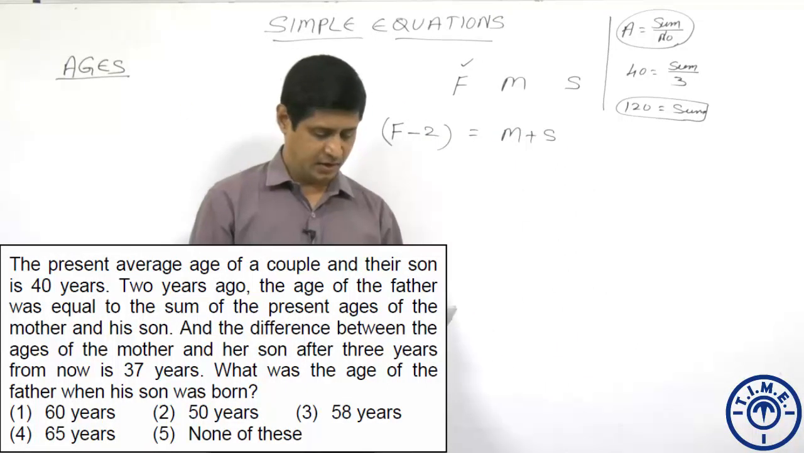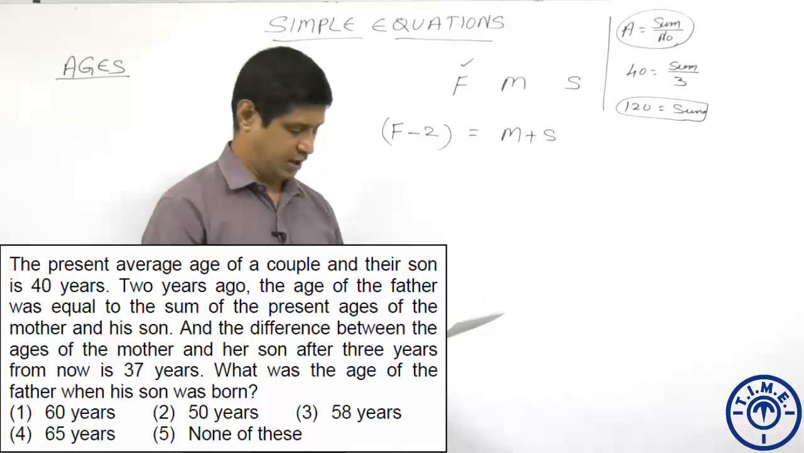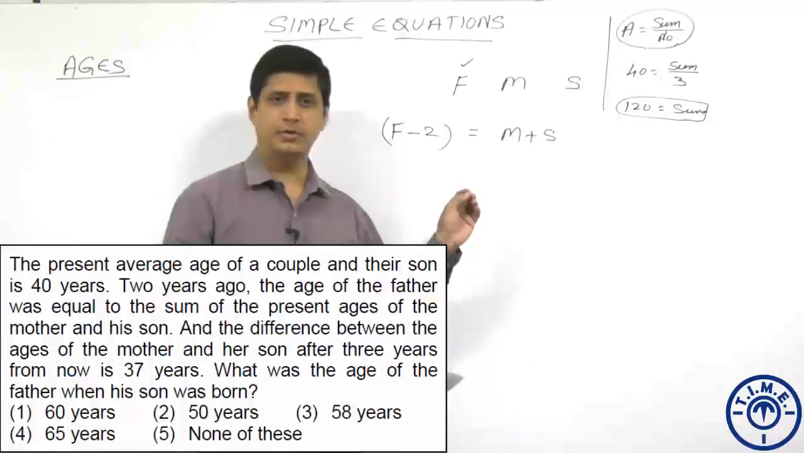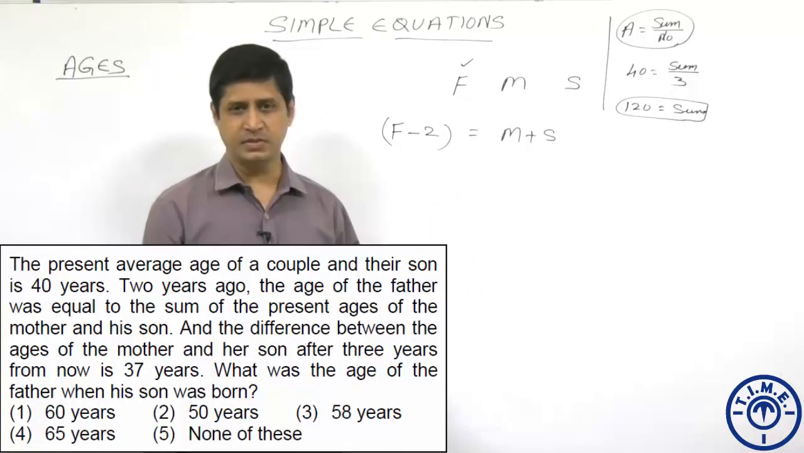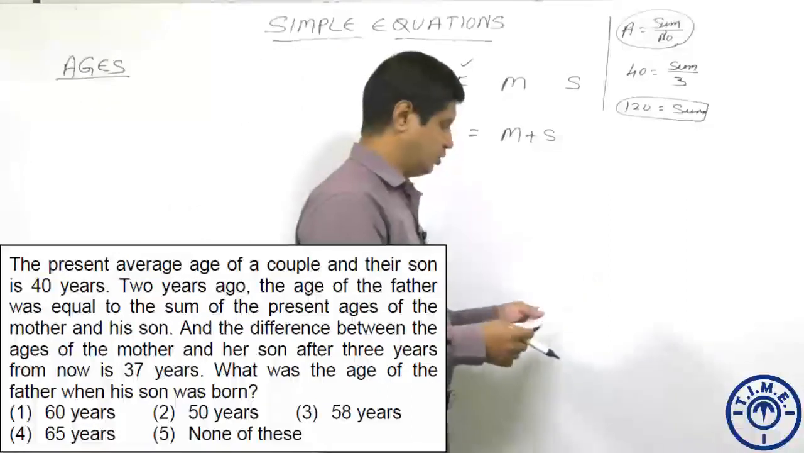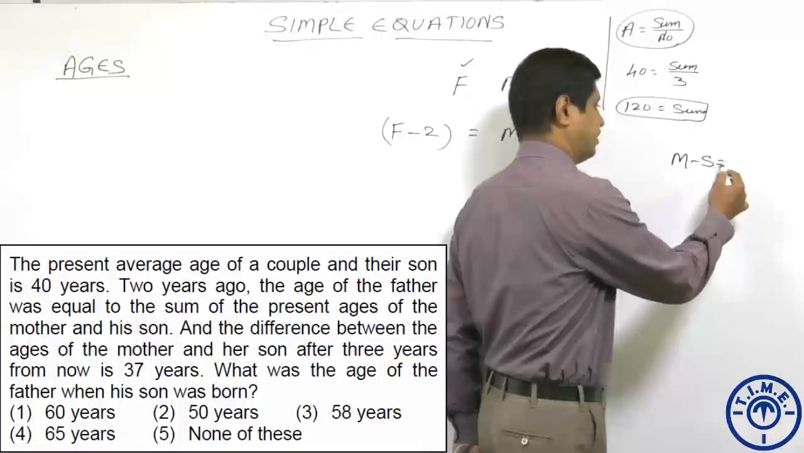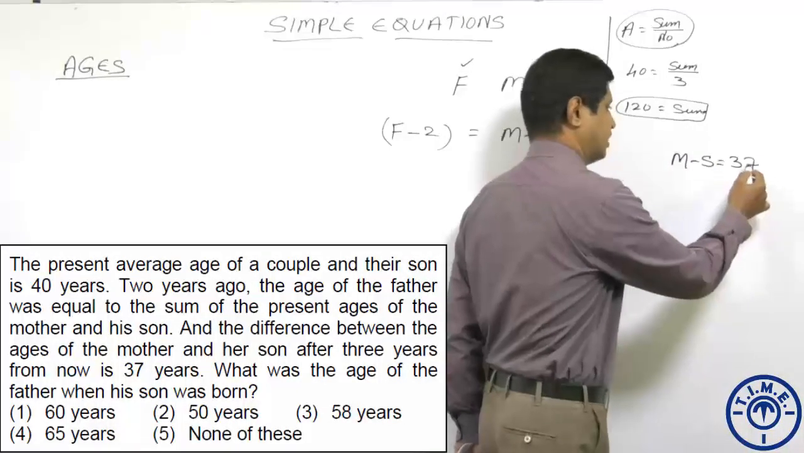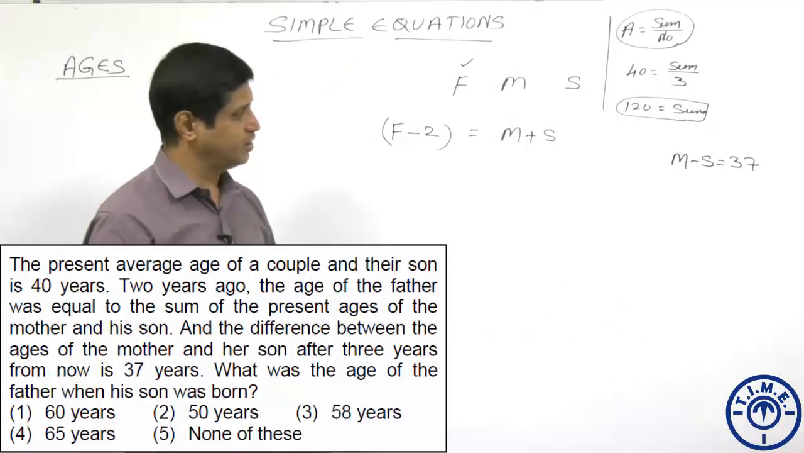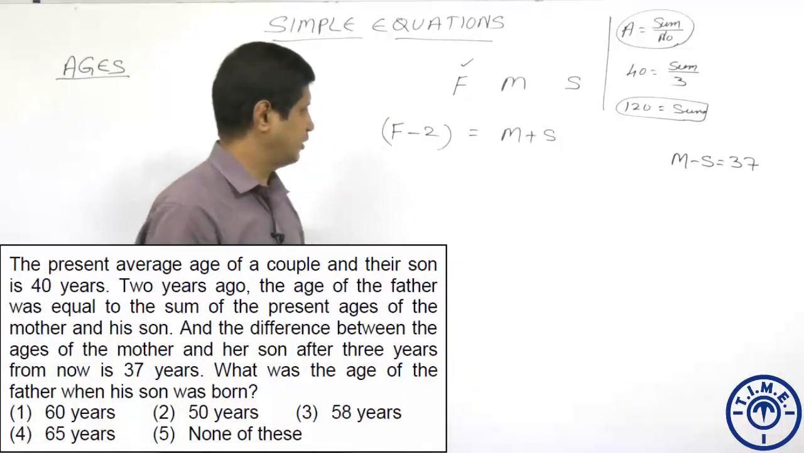What next here? The difference between the ages of mother and son after how many years? After 3 years. Now, my dear students, remember one point: the difference between the ages of two persons remains the same all the time. So it is a constant value. So what is the difference here? The mother and son difference is 37. The present difference is 37. After 4 years, 5 years or 3 years ago or 4 years ago, it is a constant value.